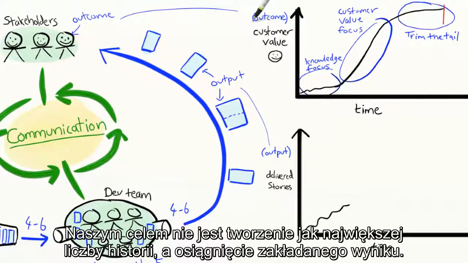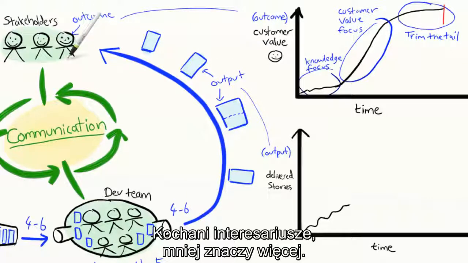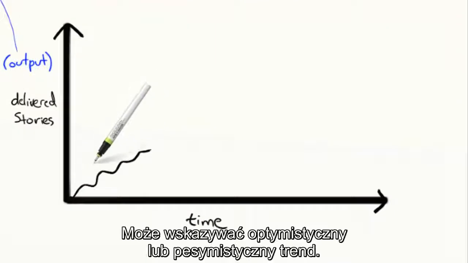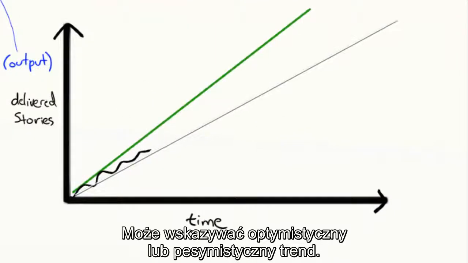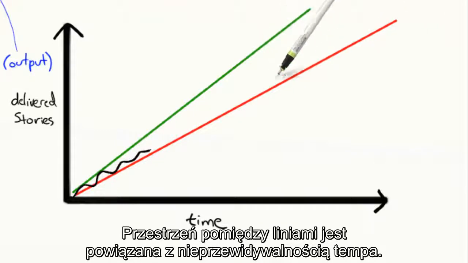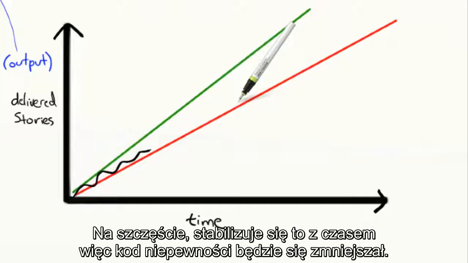Our goal is not to produce as much output as possible. Our goal is to reach the desired outcome. Happy stakeholders. Using the least possible output. Less is more. Now look at the burn-up chart and you can draw an optimistic and pessimistic trend line. You can do it using fancy statistics voodoo or you can just draw it visually. And the gap between these lines is of course related to how wavy and unpredictable your velocity is. Luckily that tends to stabilize over time, so our cone of uncertainty should get tighter and tighter.